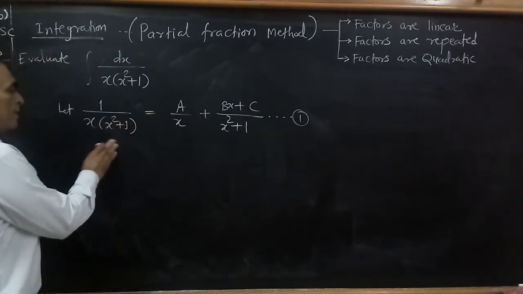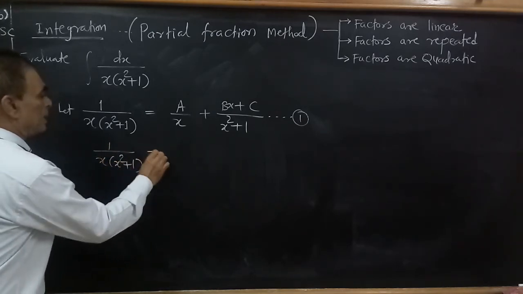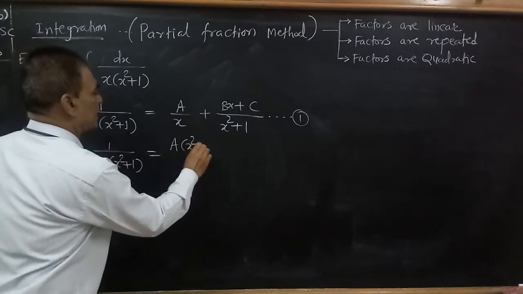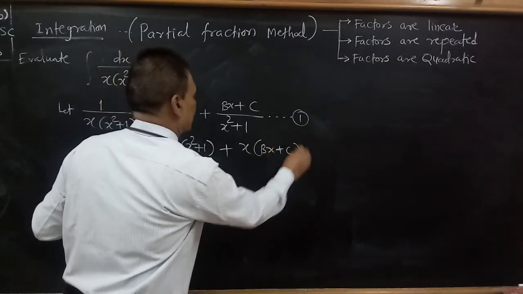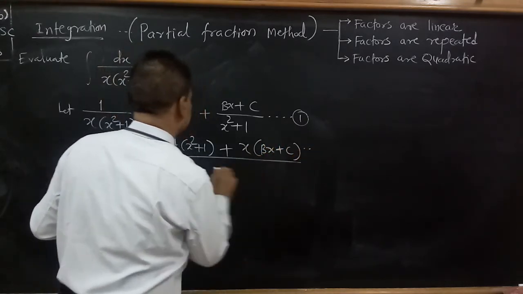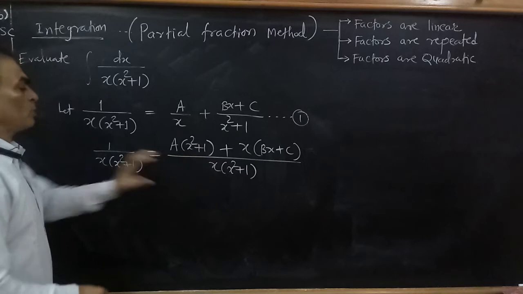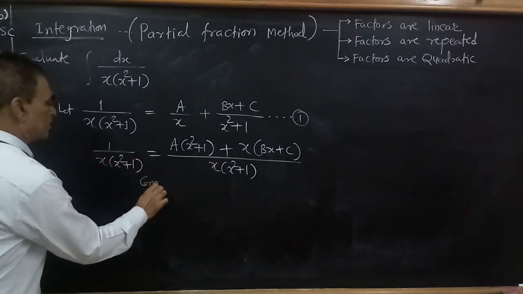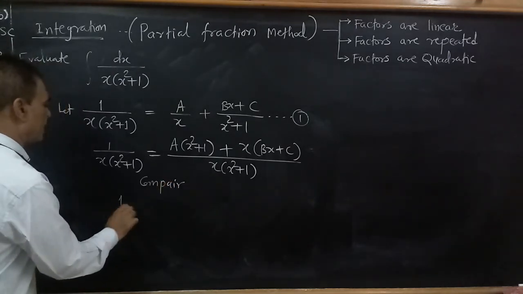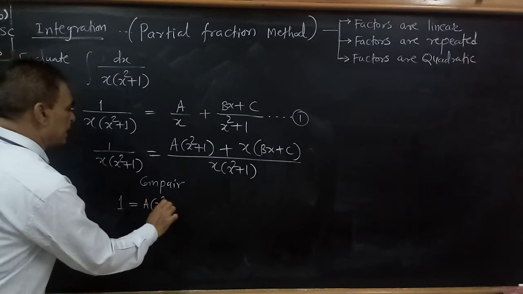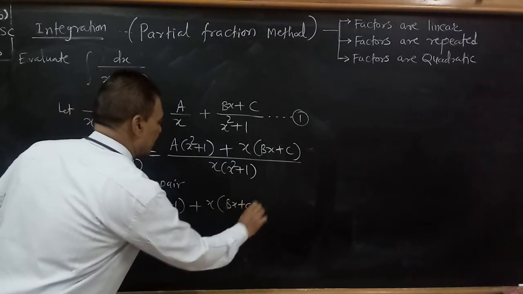Okay, equalize the denominator in this way. Plus multiplication, A into bracket (x square plus 1) plus x into bracket (bx plus c). This is it. And the denominator as it is, x into (x square plus 1). Okay. Then compare both sides. Comparing both sides, we get 1 is equal to A into bracket (x square plus 1) plus x into bracket (bx plus c). Call this equation number 2.